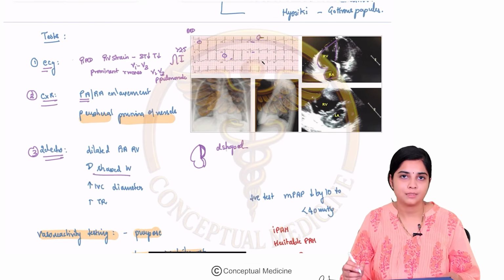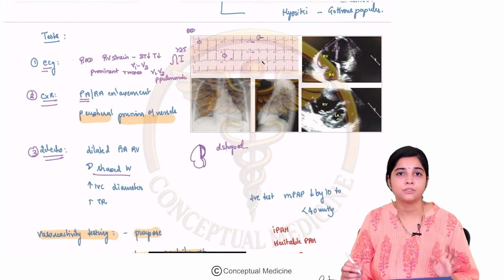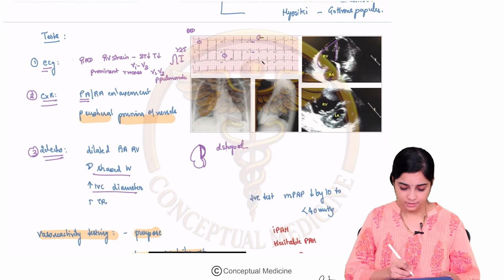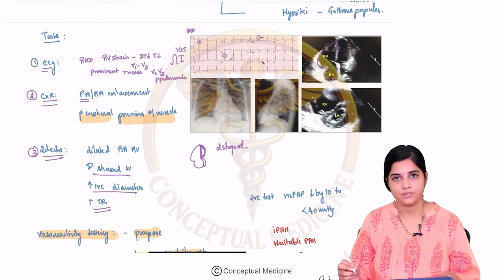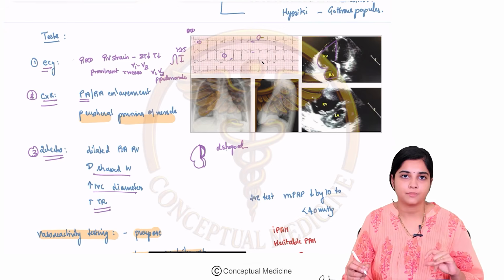Also, whenever there is pulmonary hypertension, the pressures from the right ventricle are carried backwards into the IVC. So the IVC diameter increases and there is IVC plethora. And you can find evidence of tricuspid regurgitation as well. Okay. So these are the echo findings in pulmonary hypertension.